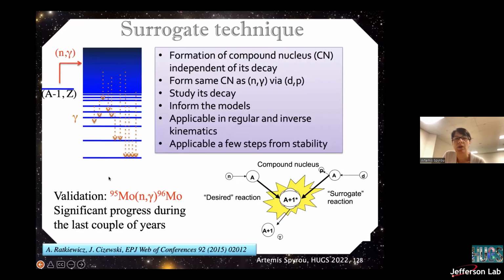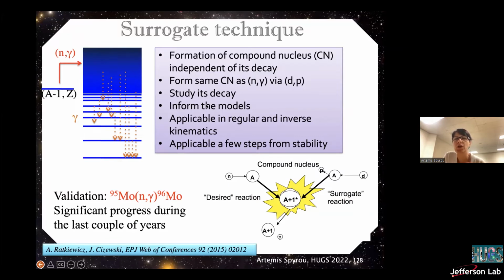So let me tell you how those indirect techniques work. It's a similar story as with the aluminum-26 example. You want to measure this neutron capture on some nucleus. And so it's a neutron capture populating what we call the compound nucleus, which de-excites by emitting gamma rays. So the idea is, what if I populate this nucleus in a different way? Maybe something that mimics the N gamma reaction. And then again, I can learn enough about the reaction products that I can constrain my neutron capture.